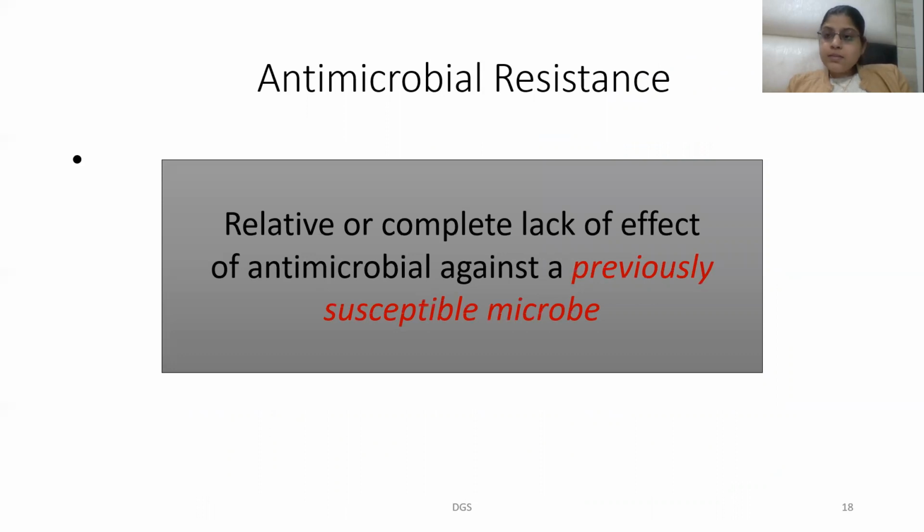Now, antimicrobial resistance is the relative or complete lack of effect of an antimicrobial against a previously susceptible microbe. This microorganism was susceptible to penicillin, and now the bacteria become resistant to the action of penicillins, that is, beta-lactam antibiotics. This is antimicrobial resistance.